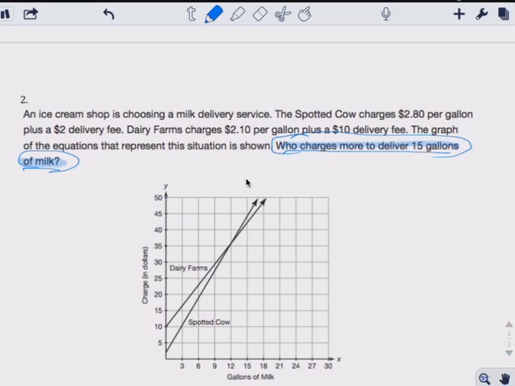Don't use algebra. A lot of you are using algebra. You're inputting and getting an output, which is great. The purpose of this lesson is to read the graph. Okay? I need you to read the graph.